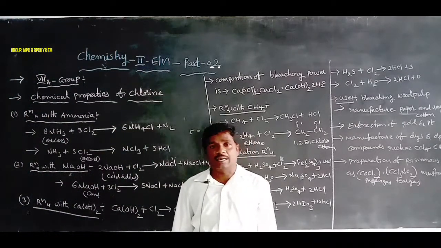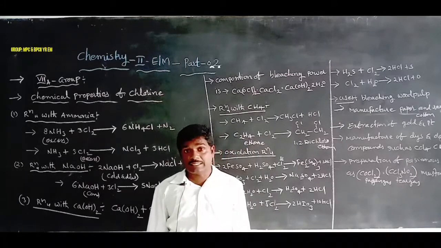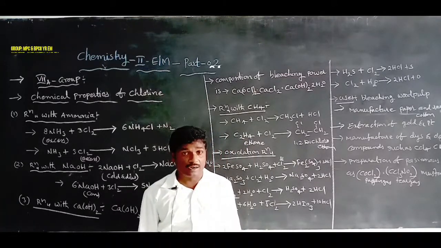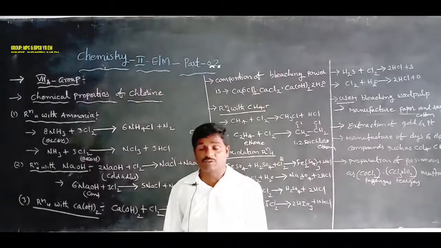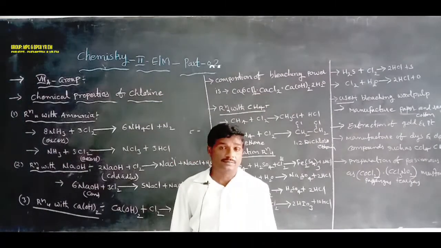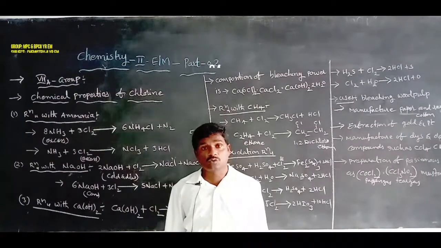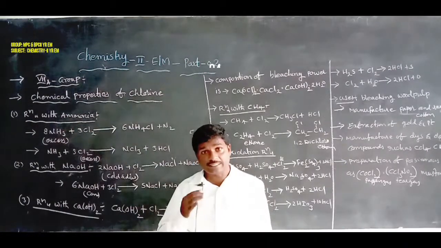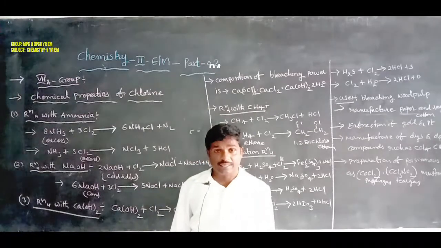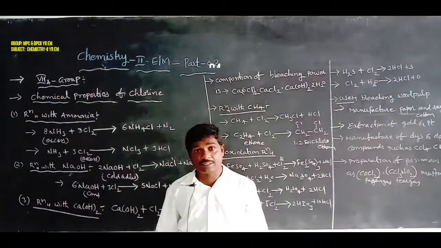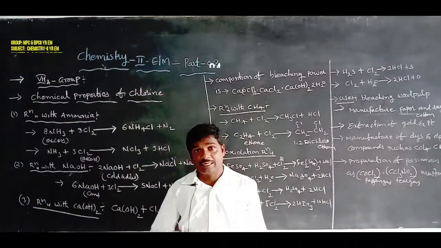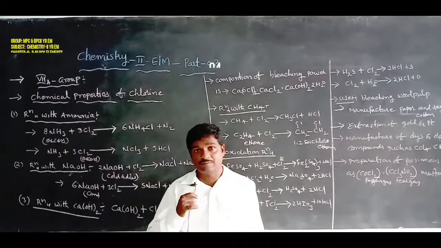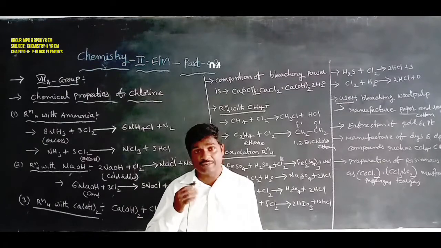Chlorine is a greenish-yellow gas with a pungent, suffocating odor. It is about 2.5 times heavier than air. It is easily soluble in water. It also reacts with metals and non-metals like aluminum, sodium, magnesium, potassium, and sulfur (S8).